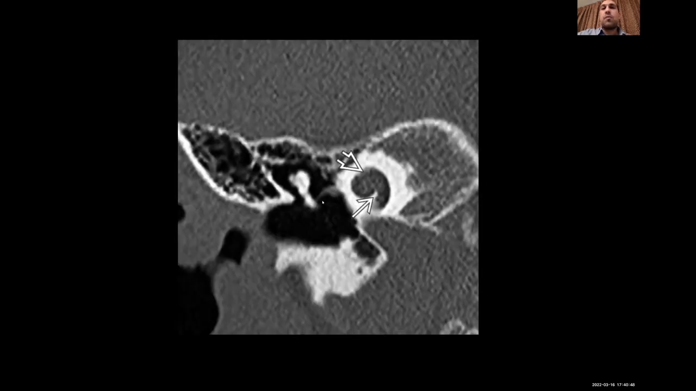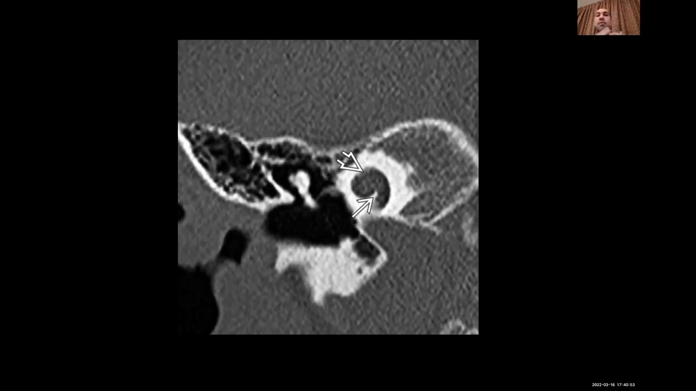Normal cochlea. This is the septum, and there is the scala tympani and the scala vestibuli. Have a look for 5 seconds before I move to the next slide. Septum, scala vestibuli, scala tympani. What is your opinion?